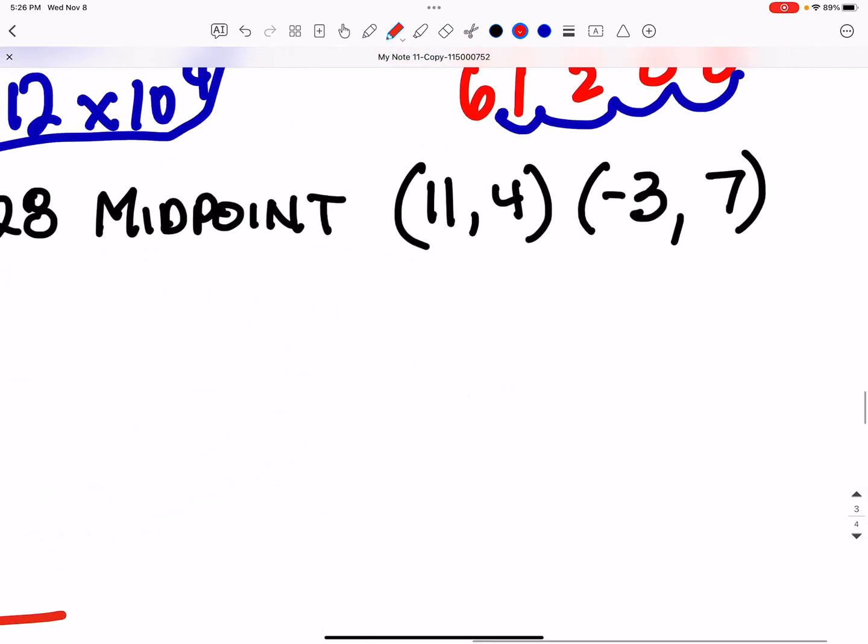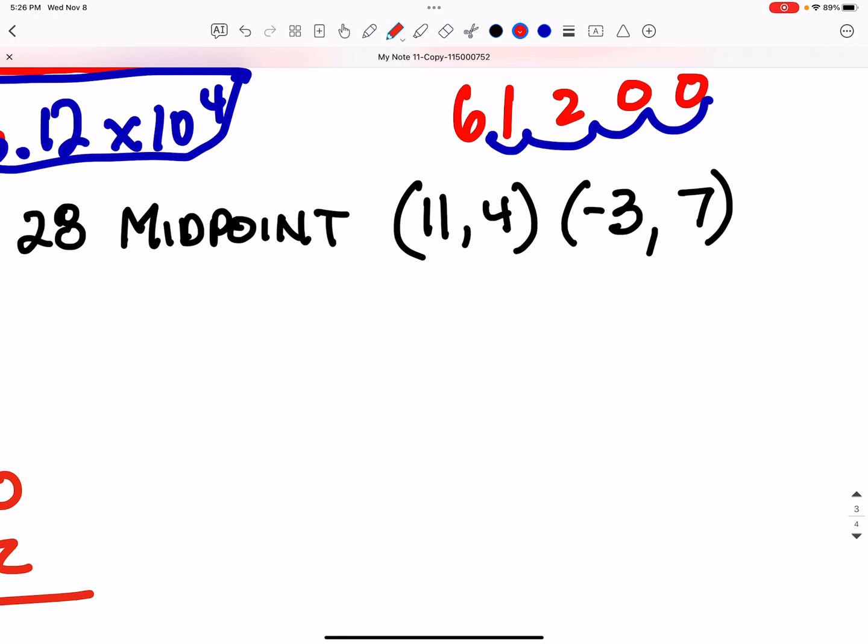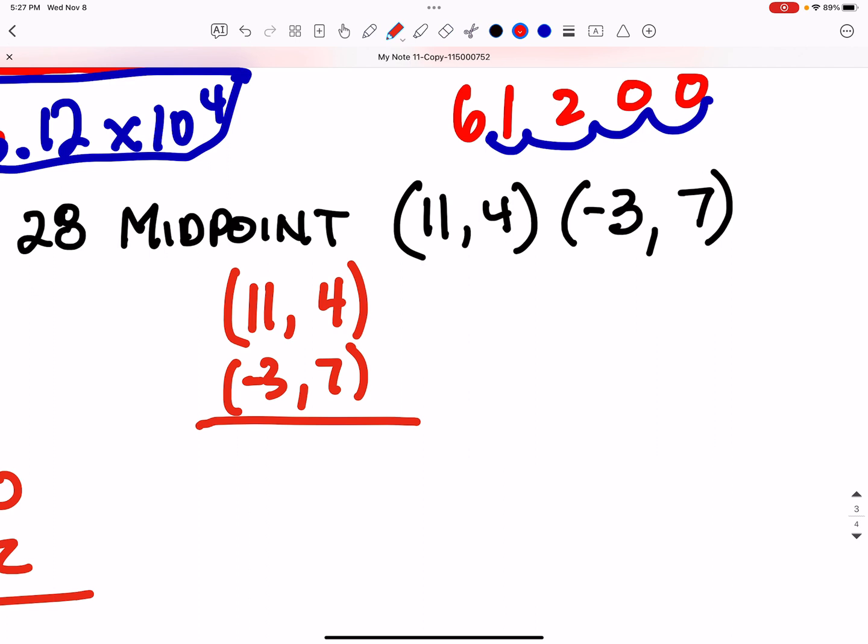All right, shout out for the 28. Shout out to Delaney Sullivan. I like the way she did this one. She said, okay, we're going to add the 2 points together and cut them in half. So she put them on top of each other. I kind of like that. I've never done that before. And then -3 and 7. So if you want to know the middle of something, you add it together and cut it in half.